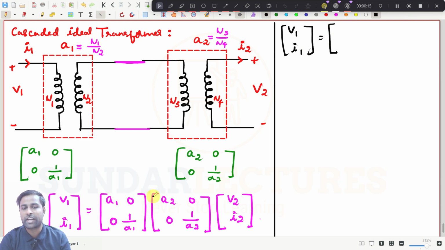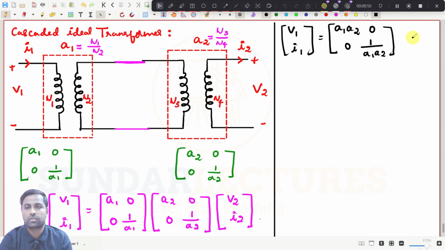A1 and A2 plus 0. So this value will be A1 and A2. This row has been multiplied with this column. If you multiply this row with this column, this is 0 and this is also 0, so you will get 0 here. And this row with this column, this is 0, this is also 0, so this value will be 0. And this row with this one is 1 by A1 and A2. That's all. This is V2 and I2.